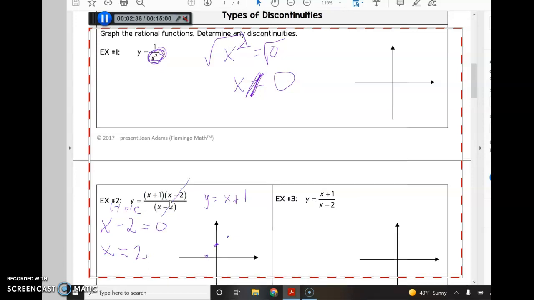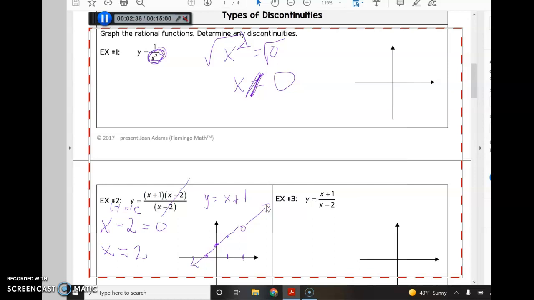So that's at 1. Here's my 2, right? Up 1. This is where my hole lies. That's what this means. When we talk about a removable discontinuity or a hole, it means that this answer is never going to be possible in this graph. So it's like a line and then bam, somebody punched a hole in it.